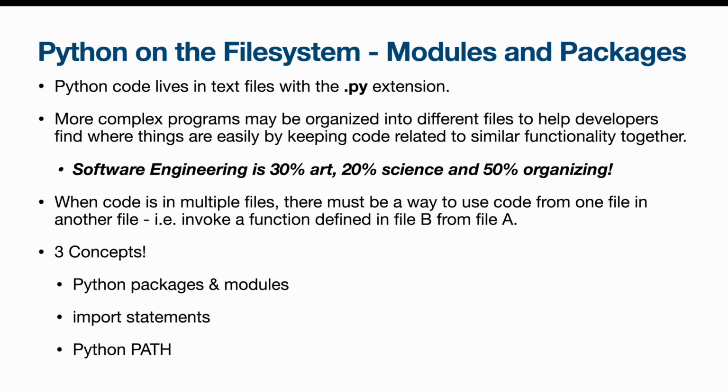Okay. How is Python organized on the file system? So you may have noticed already that Python code is put in text files that have the .py extension. And complex programs are organized in many different files. Some simple programs might just be one file of Python code. That's totally fine. But the more complex your program gets, the more work it has to do, the more files you're going to want to create.